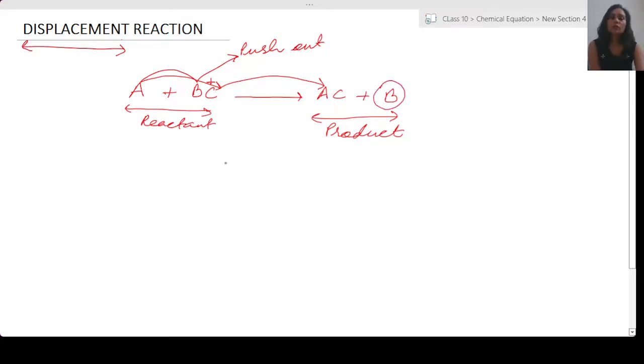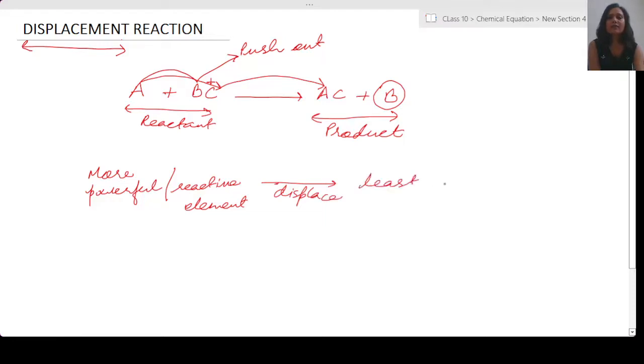Now what happens in the displacement reaction is this, that generally a more powerful, or you can say in chemistry language, more reactive element displaces the least reactive element from its salt solution.